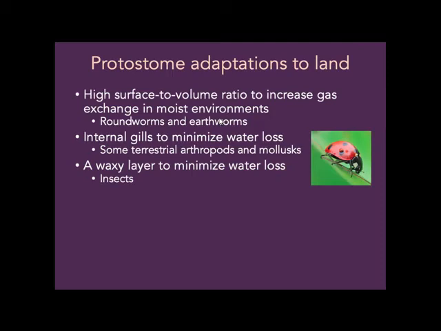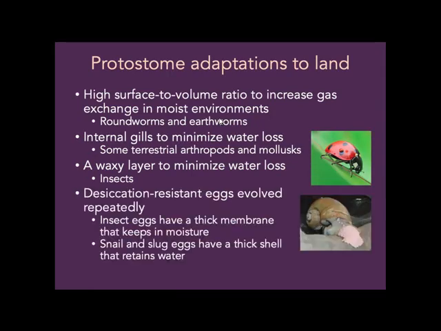Insects will have a waxy layer of cuticular hydrocarbons that keep them from drying out. In several lineages, desiccation-resistant eggs have evolved. So in insects, the eggs will have this really thick membrane to keep all the moisture in, and then snails and slugs have a shell on their eggs that keep water in.